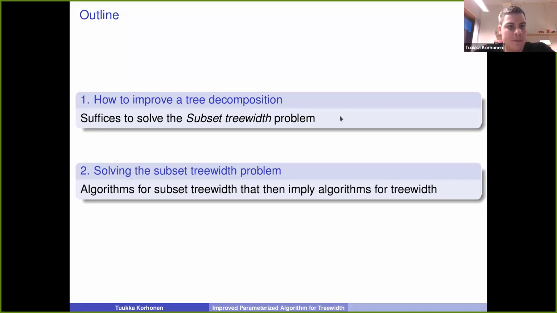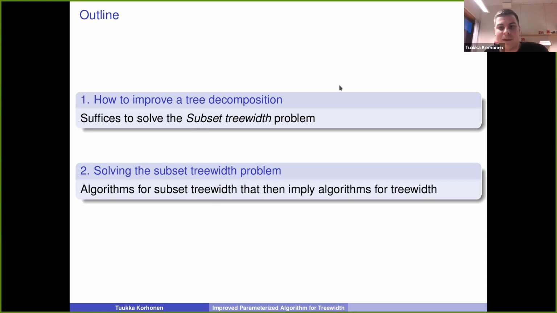And it's also what's going on here for the approximation: there's some version of the subset treewidth that will be used for the approximation. But the main thing of the first part will be really how to improve a tree decomposition. The only thing you need to do is to solve this subset treewidth problem, and this is something that can be useful even in further work. This bottleneck of 2^O(k^2) doesn't come from this first part, it comes from the second part.